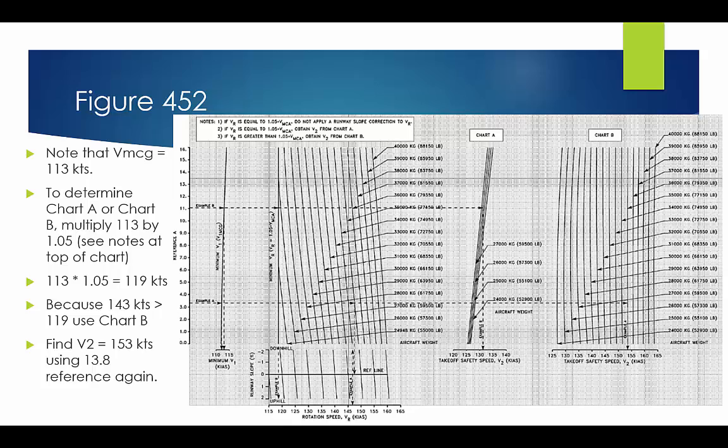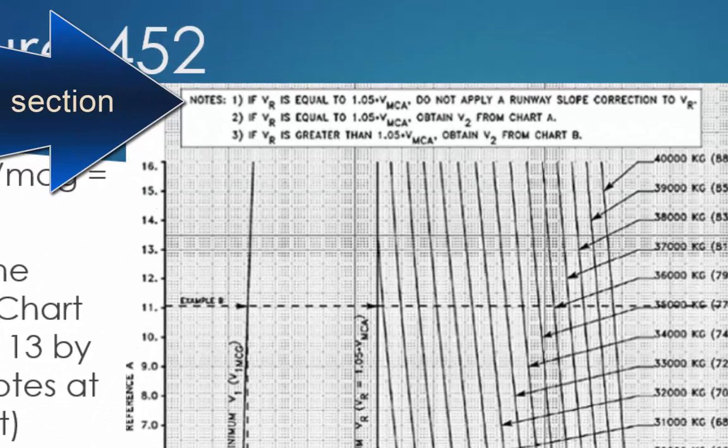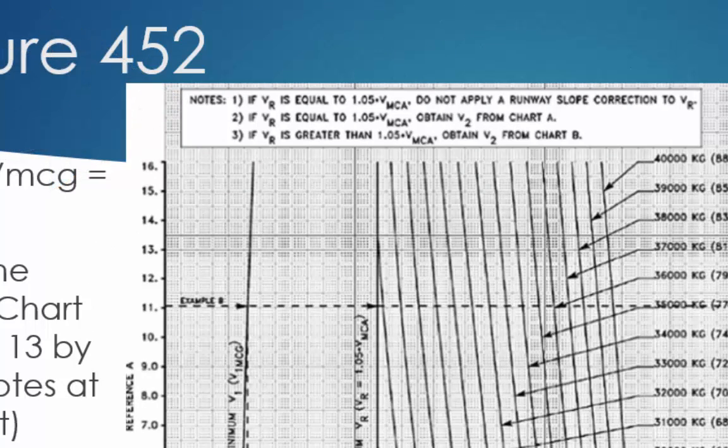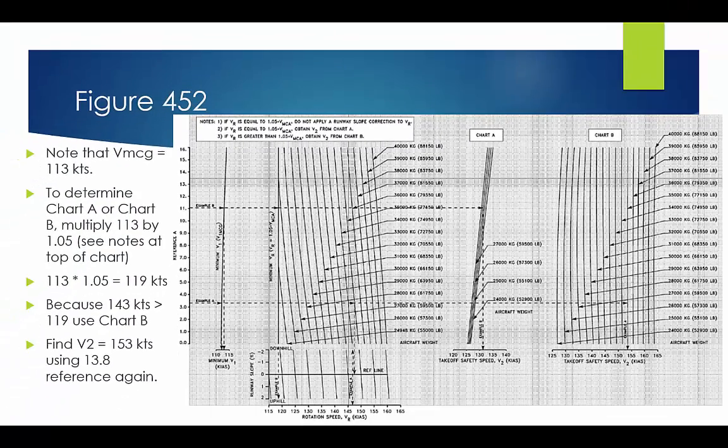If we notice, we have notes and it talks about if VR is equal to 1.05 VMCA, don't apply a runway slope correction. Okay, that one, we don't really need to worry about that. If VR is equal to 1.05 VMCA, we're going to obtain V2 from chart A. If VR is greater than 1.05 times VMCA, then we have to use chart B. So we have to first find VMCG, and we have to do that with the left scale.